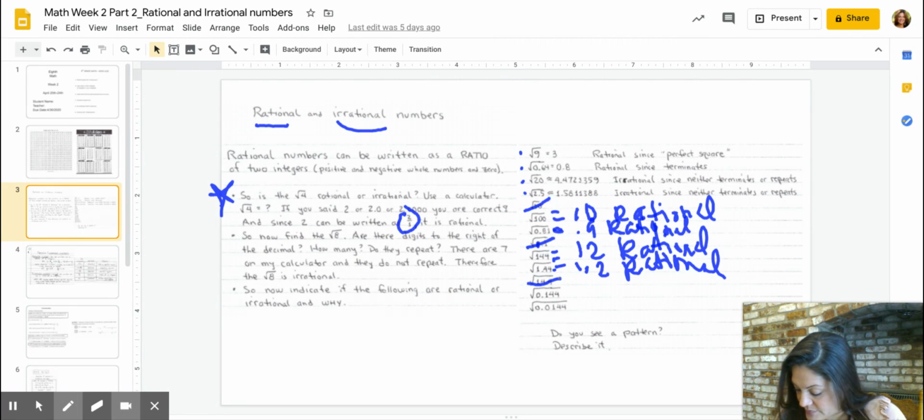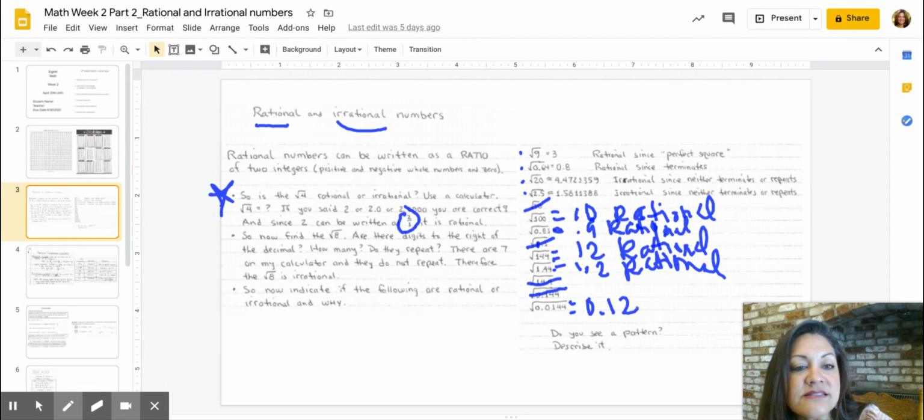No. Next one, square root of 0.144, that equals 0.379. It still continues. It does not terminate. It does not repeat. Is not rational. And the last one, 0.0144. So square root of that, it is 0.12. It ends, which means terminates. We can write it as a ratio. So yes, it is rational.